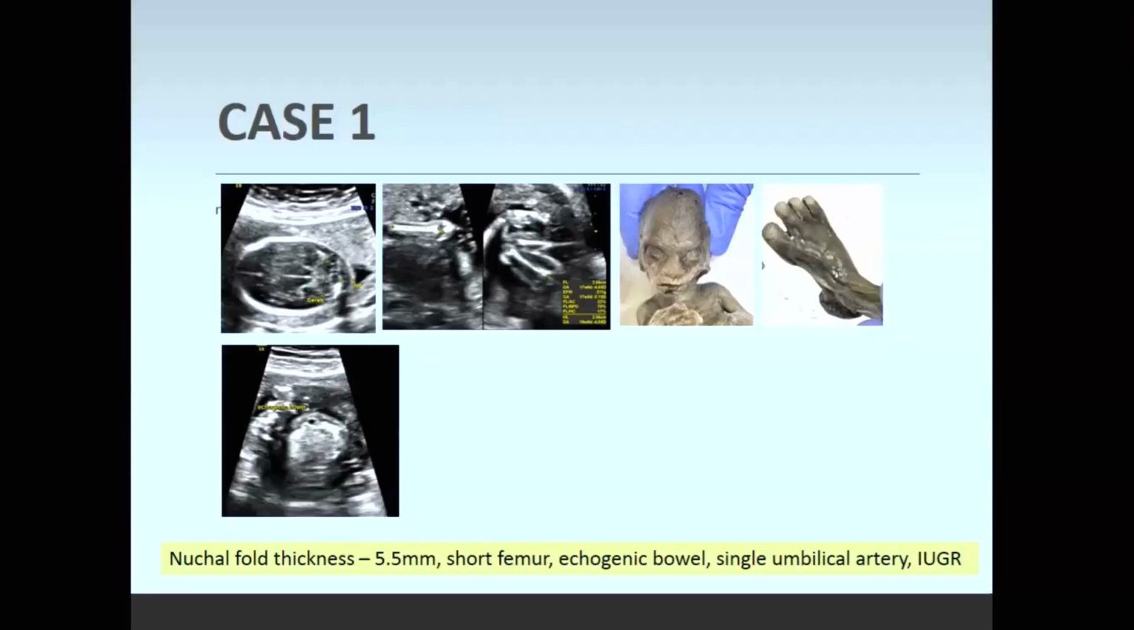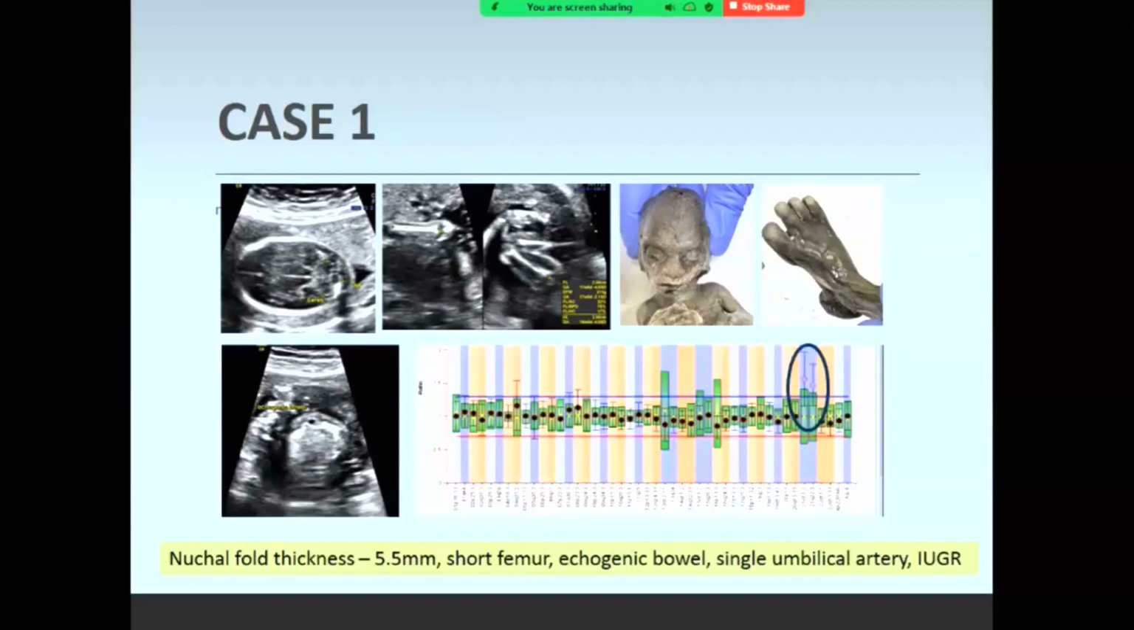So this is a case, as you can see, there is increased nuchal fold thickness, short femur, echogenic bowel, and also there was single umbilical artery. Then on postnatal examination, you can see that there are upslanting eyes and there is a sandal gap. So what is the diagnosis?